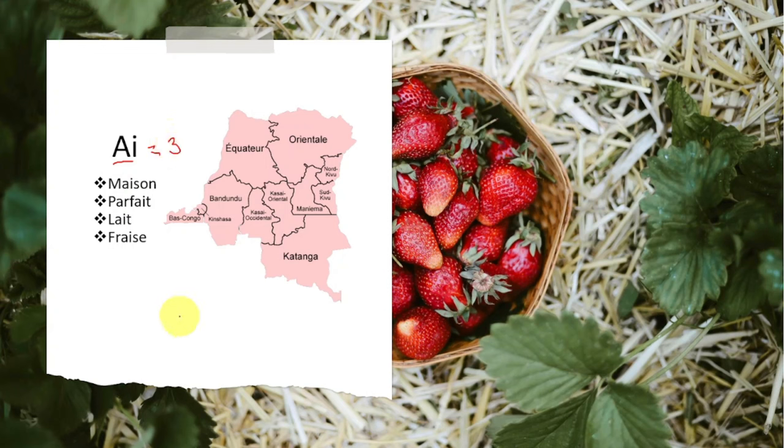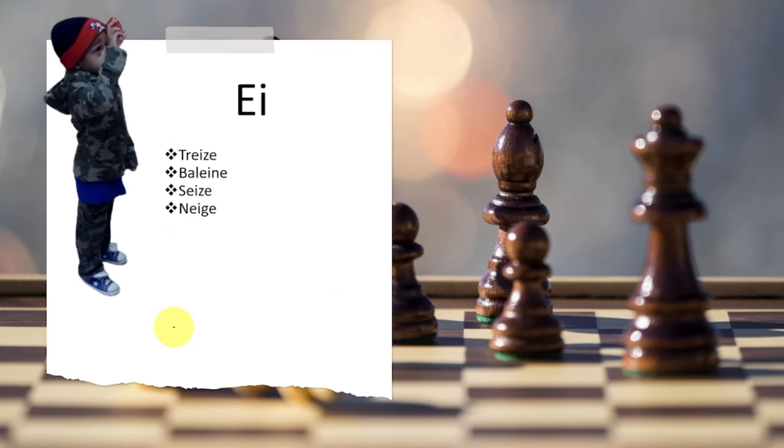So maison, it's right here, maison. Okay, here we have parfait, parfait. Here we have le. Here we have fraise. Okay, so we have maison, parfait, parfait, le, fraise. Okay, here we have treize, baleine, seize, neige. So we look at here.